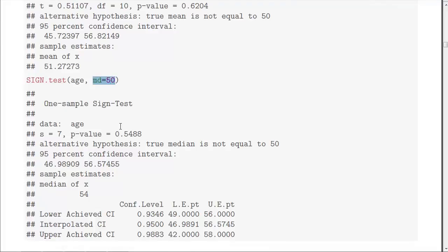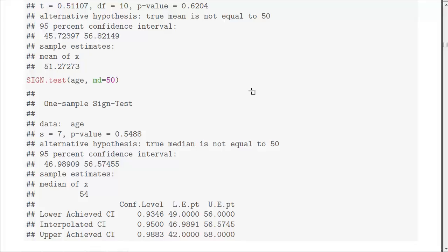equaling 50 years old. P-value of 0.54, so consistent with the t-test above. And here's the confidence interval for the median, 47 to 56. It's actually slightly narrower for the median than the t-test was for the mean. And that's in part because we have that one value to the left that's a bit of an outlier. It's influencing the standard deviation to be larger than it would without the outlier.